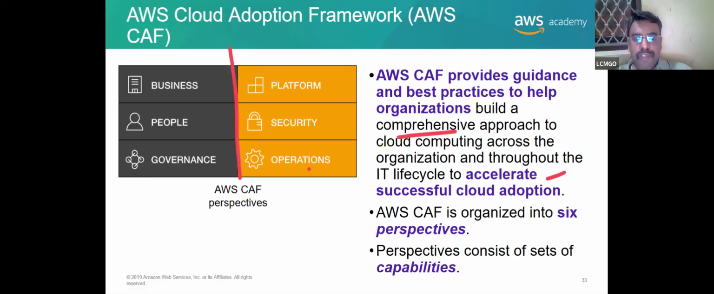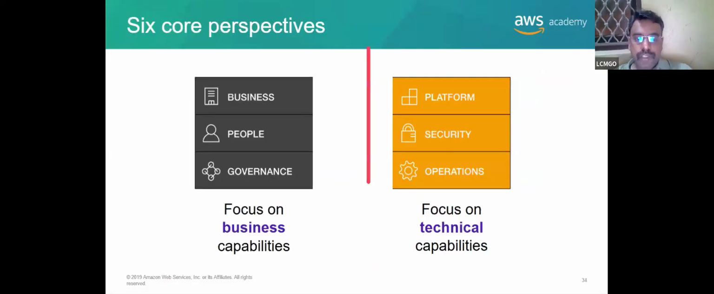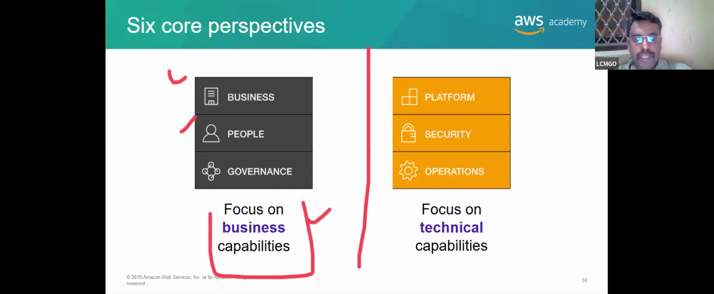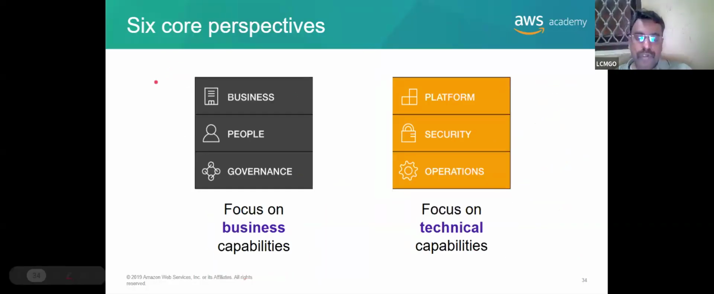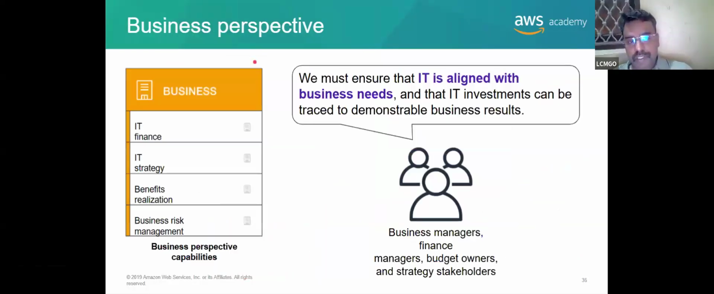Now, they have split it into 6 perspectives. What are those 6 perspectives? Here you can see the six perspectives have been divided: the first three focus on the business capabilities, and the other three mainly focus on the technical capabilities. Okay, first is business, people, governance, then platform, security, operations. Now all these categories they split, and they have put the stakeholders also. Who are those stakeholders? Let us see.